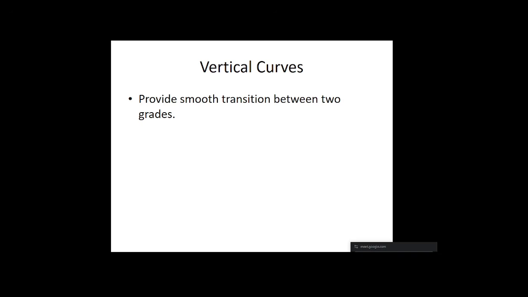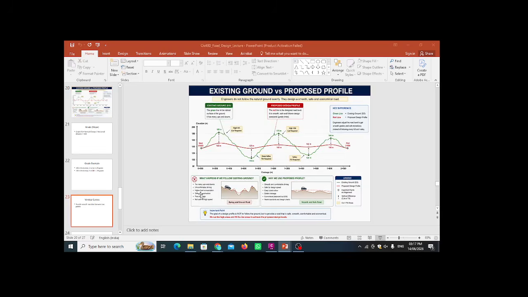Now vertical curves. Now you understand the grade, so suppose one grade is plus 2% and the next grade is minus 3%. If we connect them suddenly, then what happens? The road becomes unsafe. Therefore we insert a vertical curve. The purpose is to provide a smooth transition between the grades.